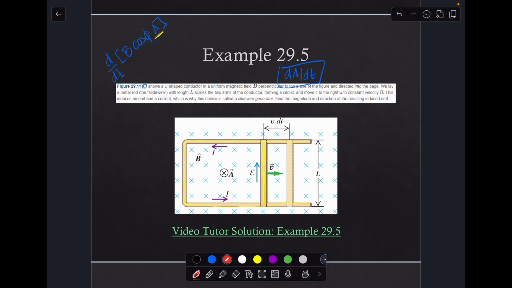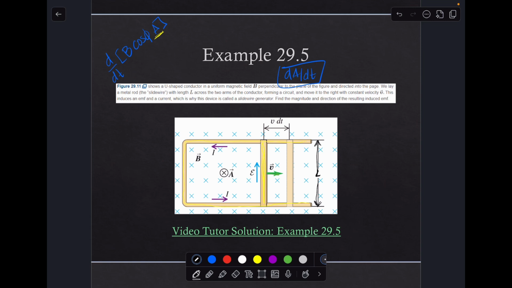So we're starting off with this U-shaped conductor in a field, moving the bar to the right. The length of this bar, which is very important, is L. That's the height. I know it's a height, okay? But it's the length of the conductor that is perpendicular to the direction of motion. And this is a slide wire generator. So let's see how it's going to generate an EMF, okay?